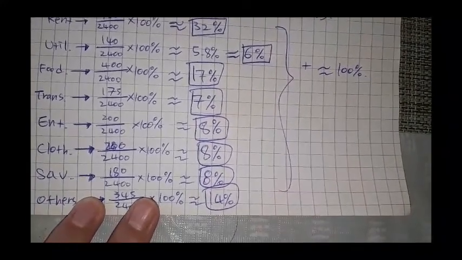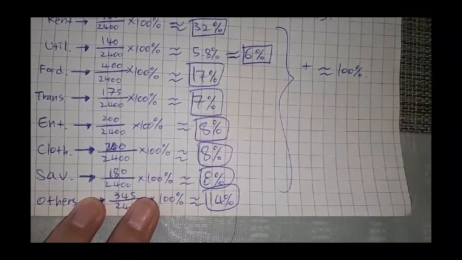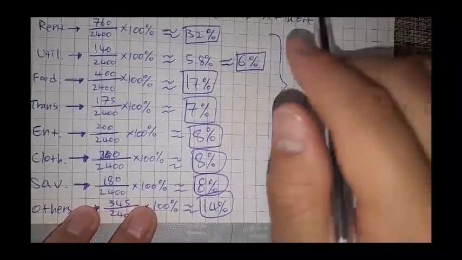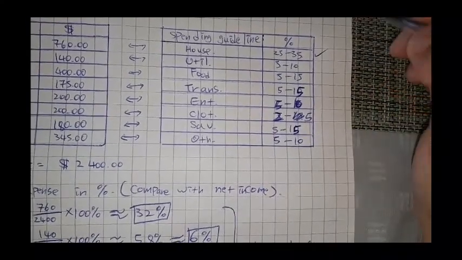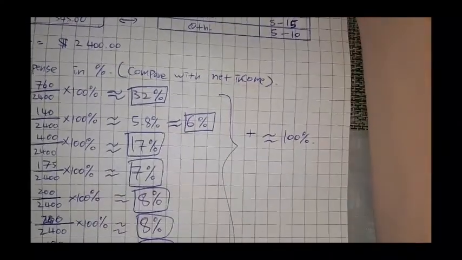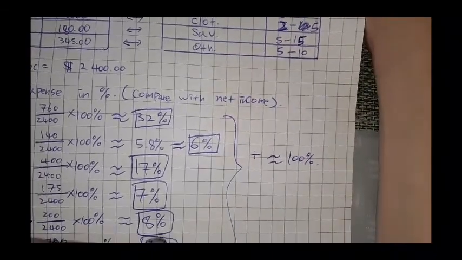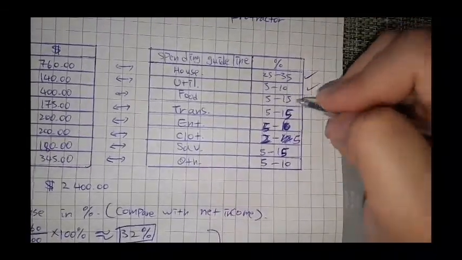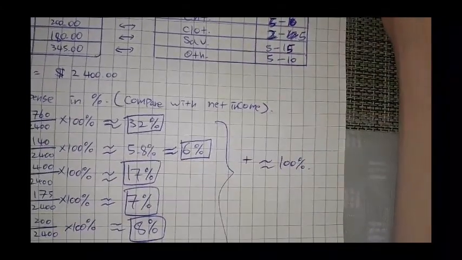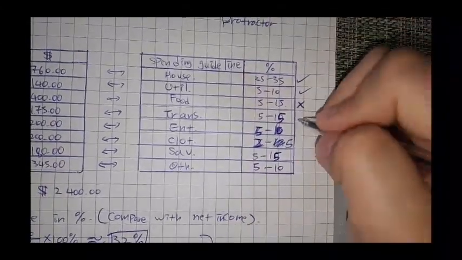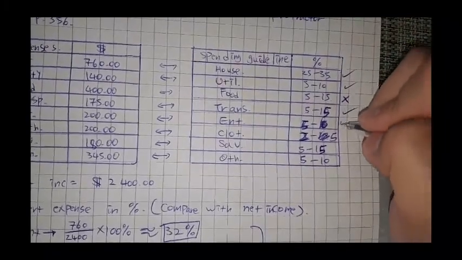Now, we are going to conclude and compare whether she spent extra or not for each of the categories. So let's look at the housing, rent. It actually falls under the category of 25 to 35, so that one's a check. Utility turned out to be 6%, which is also between 5 to 10. Food turned out to be 17%. The recommended was 5 to 15, so we didn't meet the spending guideline. Transportation 7%, 5 to 15, check. Entertainment 8%, so entertainment check.